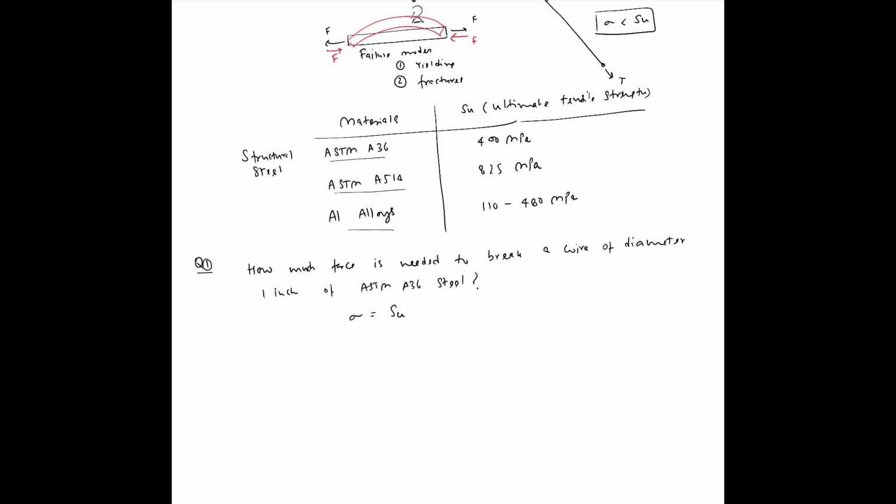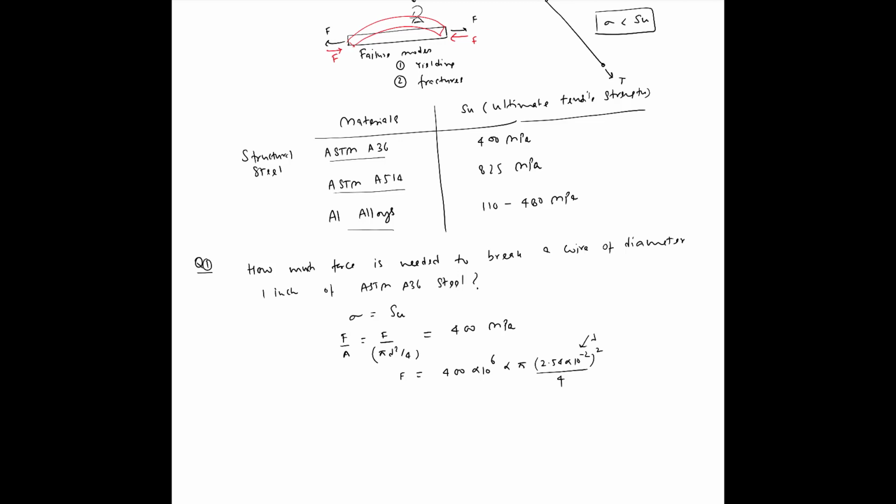Now remember, S sub U is not equal to the stress at the fracture point. The fracture stress point is actually much lower than the ultimate tensile strength point. So sigma is defined as F over A. F is what we're looking for, and A is pi d squared over 4, and that is equal to S sub U, which is 400 megapascal. So F would be equal to 400 times 10 to the power 6 times pi. D is 1 inch, so I'm going to convert that into the SI system. 1 inch is equal to 2.54 centimeters, which is 2.54 times 10 to the power minus 2 in meters, squared, divided by 4, right?